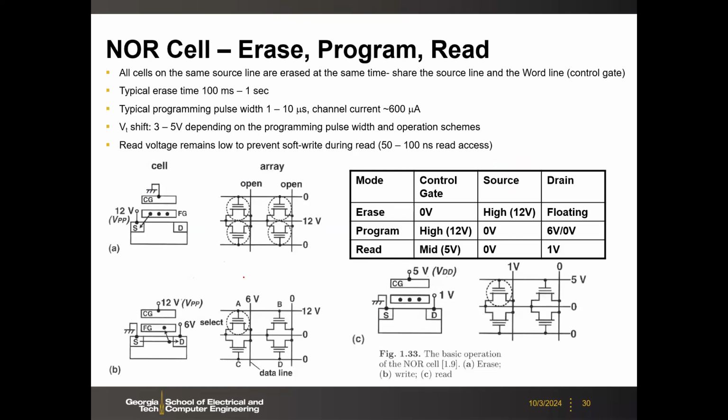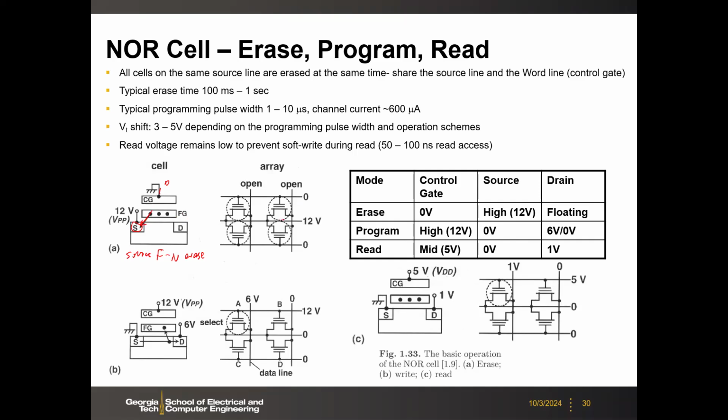So here, first of all, for the erase, you can do the channel FN erase or source FN erase. So here, for example, we have the source FN tunneling for the erase. What you do here, for example, is apply like 12 volts to the source and then ground the gate, and then you will have this large electric field. So the electrons can flow out through the FN tunneling. This is for the erase.